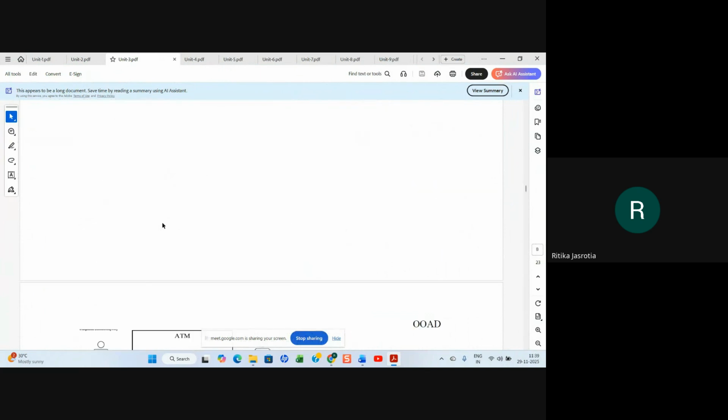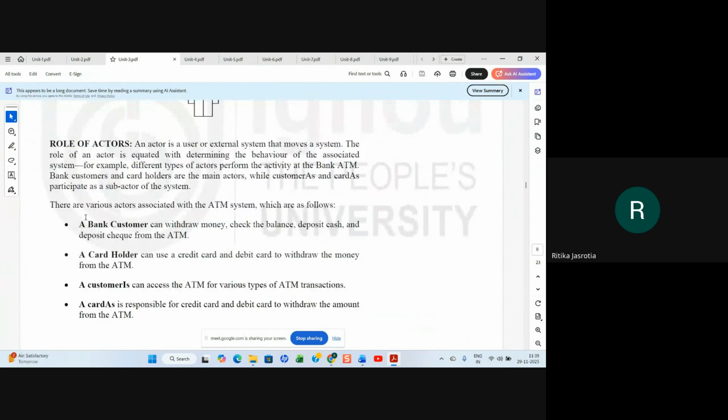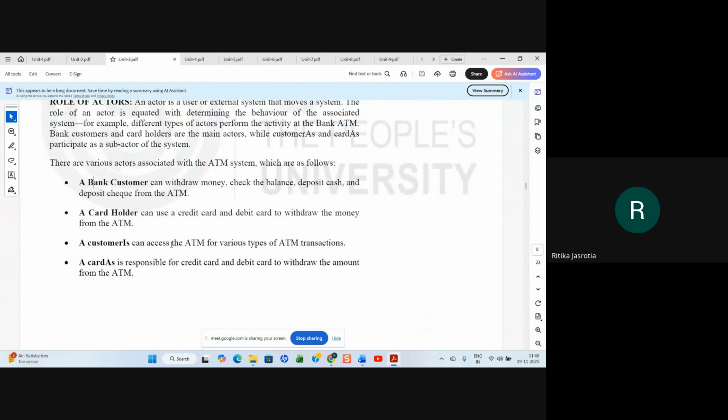Here they have given you an example of the various associated actors. They are talking about the ATM system, right? So in our ATM system, who are all the actors? A bank customer, a card holder, a customer. A bank customer can withdraw money, check the balance, deposit cash, and deposit check from the ATM. A card holder can use a credit card and debit card to withdraw the money from the ATM. A customer can access the ATM for various types of ATM transactions.